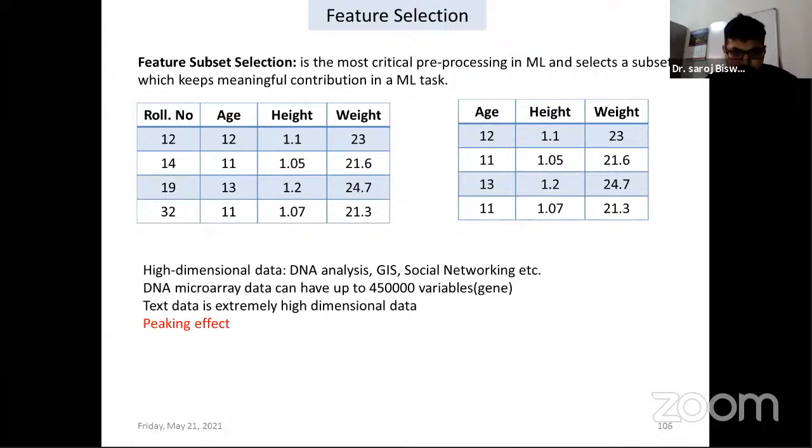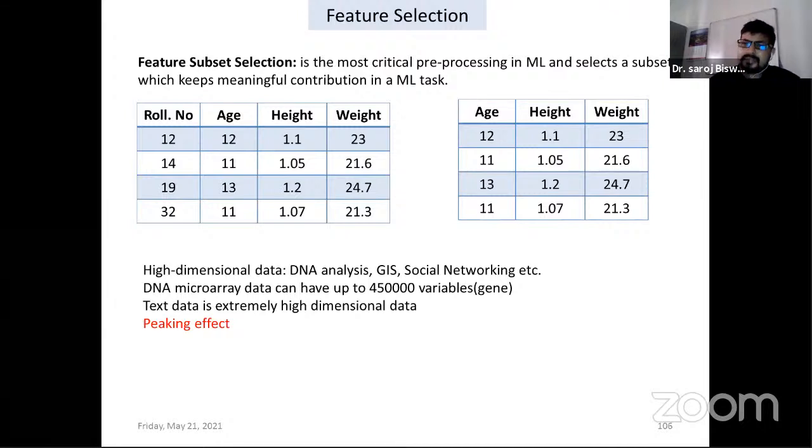So it reduces the time complexity, and it also reduces the space complexity. And whenever the data is reduced, somehow the complexity of the classifier becomes less. Whenever we design a classifier, we need to do a lot of computation, right?